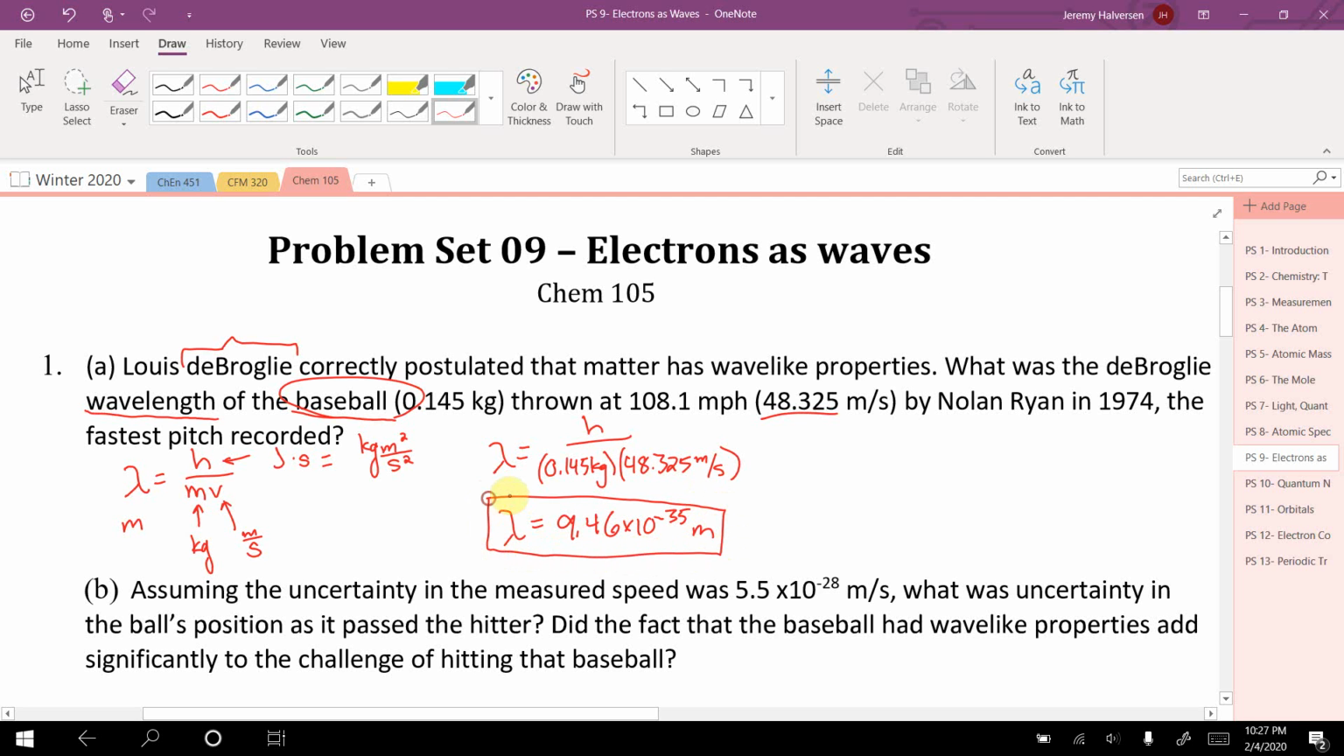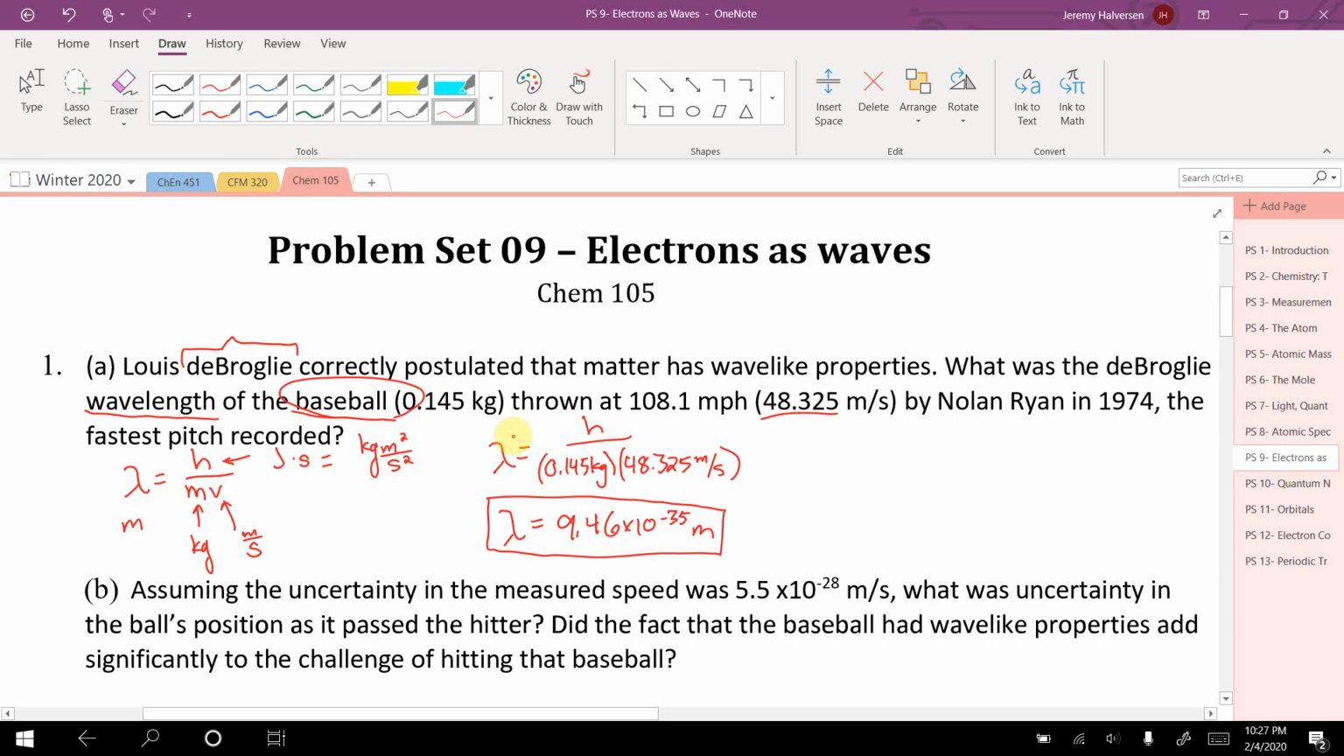Okay, so hopefully you recognize that's a really small number, 10 to the negative 35 meters. And that makes sense. That's why you don't see the baseball waving. It looks like a particle to us because its mass is so big. And because mass is on the bottom of the equation, a big mass will give a very small wavelength, recognizing that h on the top of the equation is times 10 to the negative 34, so that's also a very small number.